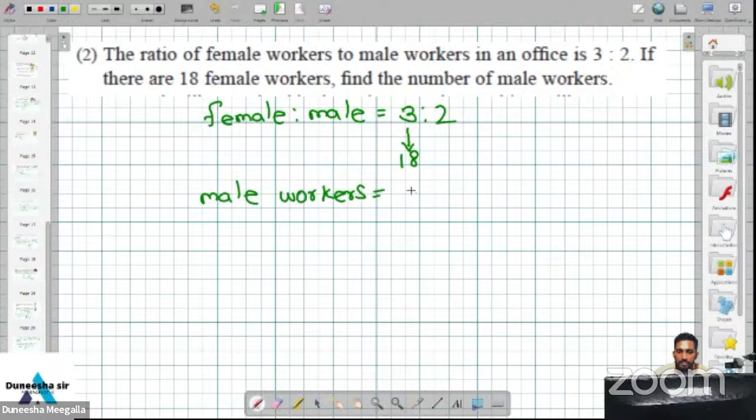Okay. Then, what is 18 divided by, it's 3. Its ratio is 3. Multiply by 2, male workers ratio. What is that? It's 2. Then 6. 6 multiplied by 2 is 12. Okay. All gave the correct answers. Okay. Good.